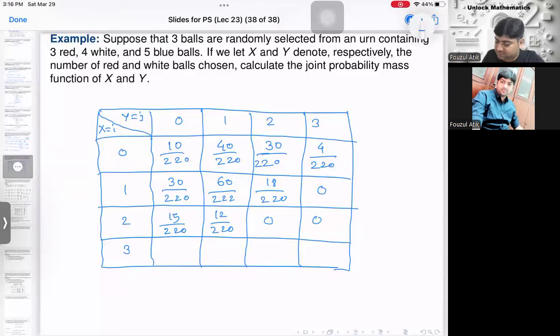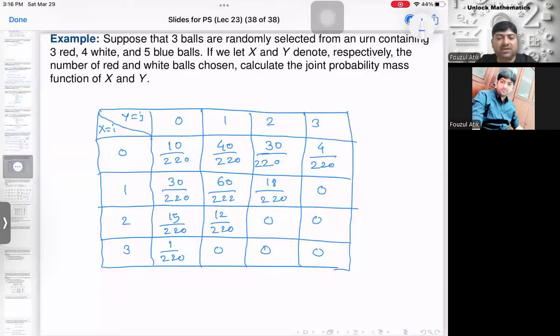3 comma 0 is 1 by 220. But 3 1, this value must be 0. 3 2, this value must be 0. This value must be 0. Right? So in this way, we can immediately write the joint probability mass function of x and y. So the calculations may be lengthy, but the problem is not. Right?